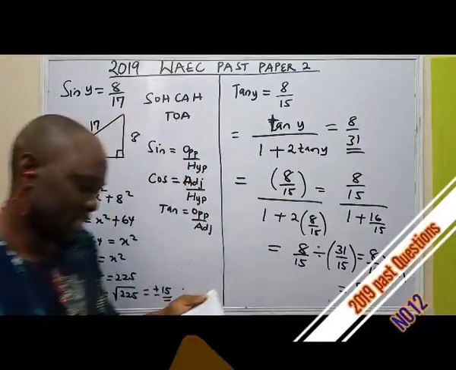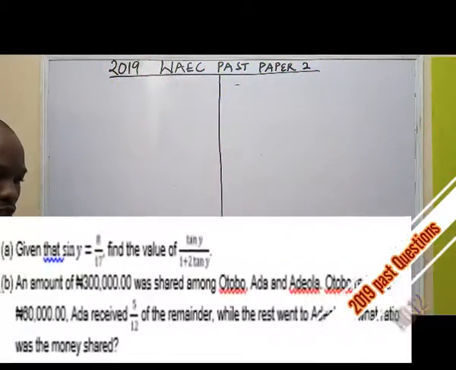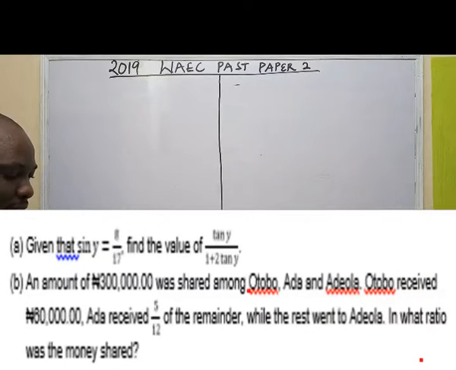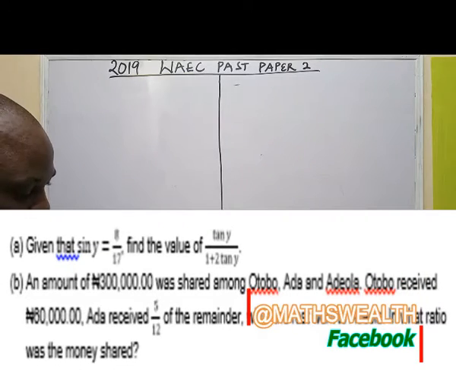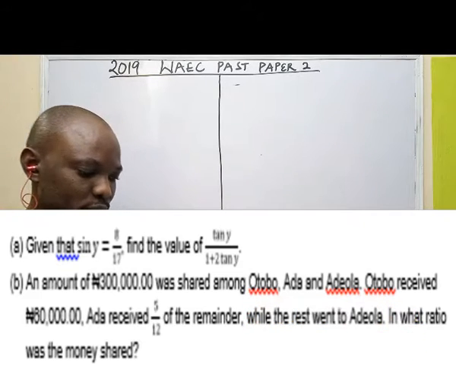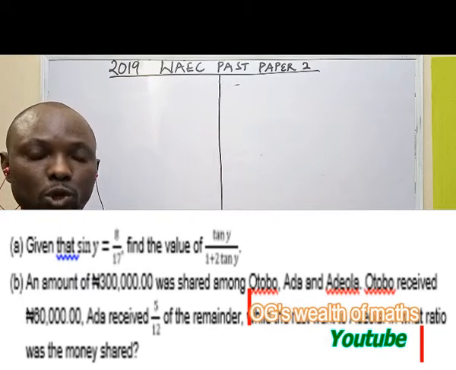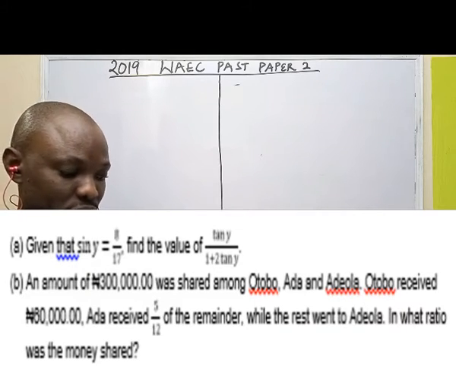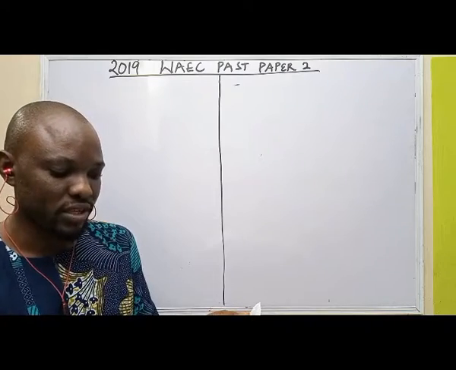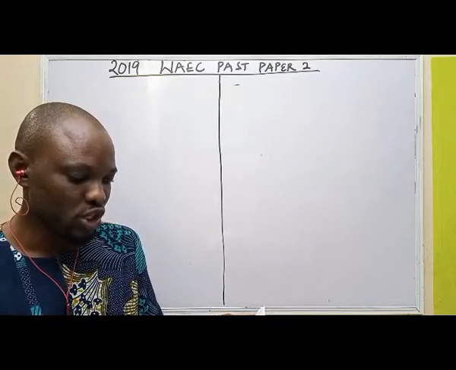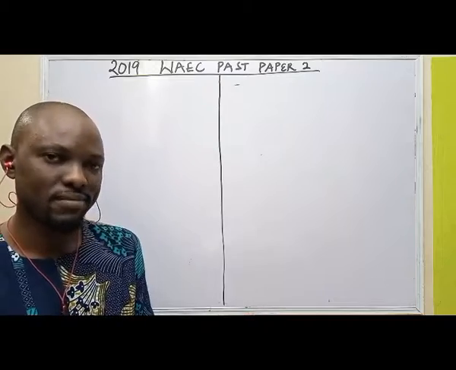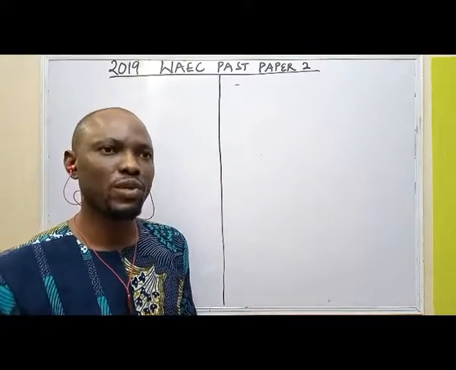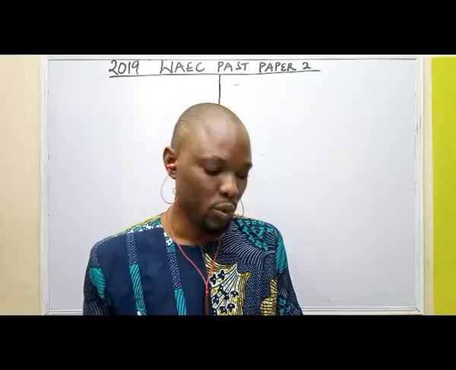So that's that. Question 12b. An amount of 300,000 naira was shared among Otobo, Ada, and Adeola. Otobo receives 60,000 naira. Ada received 5 over 12 of the remainder, while the rest went to Adeola. In what ratio was the money shared?